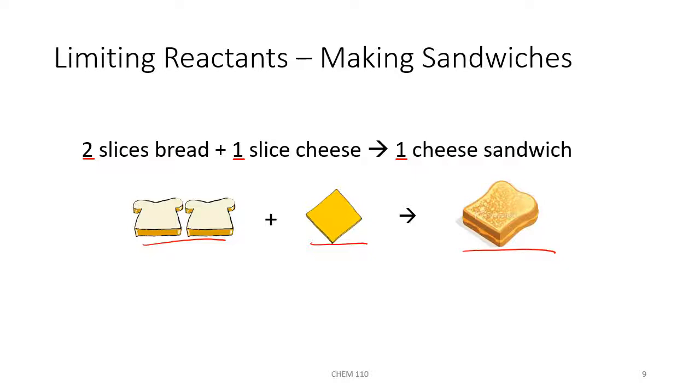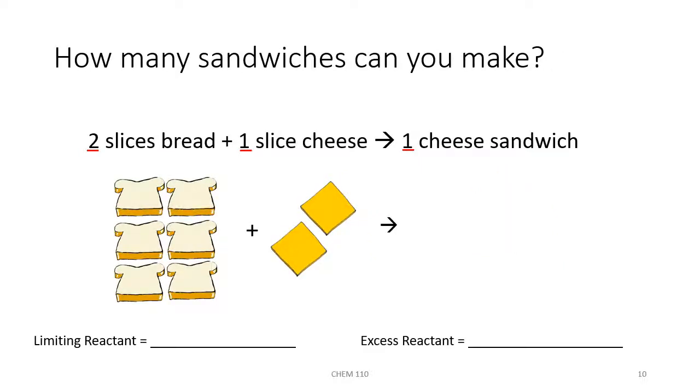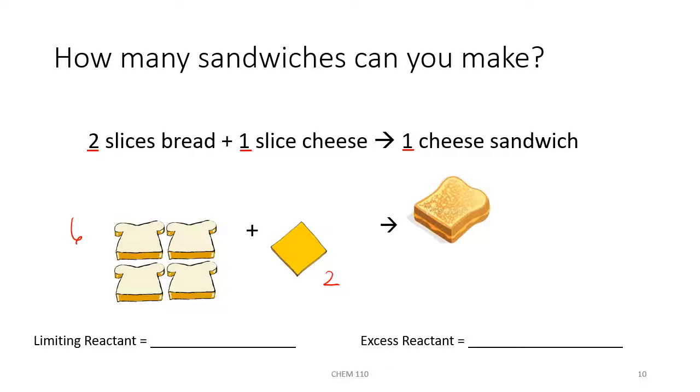But let's imagine we have different amounts than are told to us based upon the stoichiometric coefficients. Let's say now that we have 6 slices of bread and we have 2 slices of cheese. We still have to react our bread and our cheese according to our recipe, which is our balanced chemical equation. If we were to think about how many sandwiches we could make, first we can make 1 sandwich. We'll use up 2 slices of bread and 1 slice of cheese in order to do so.